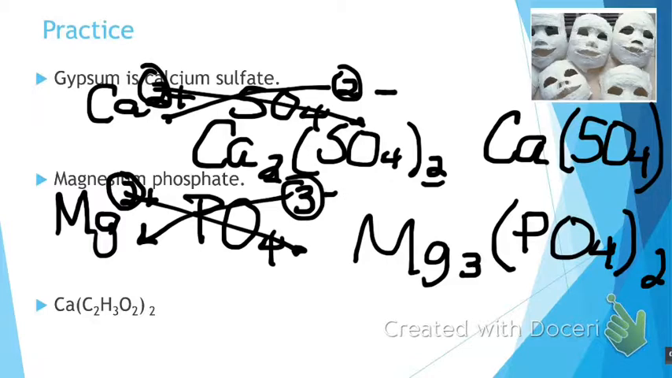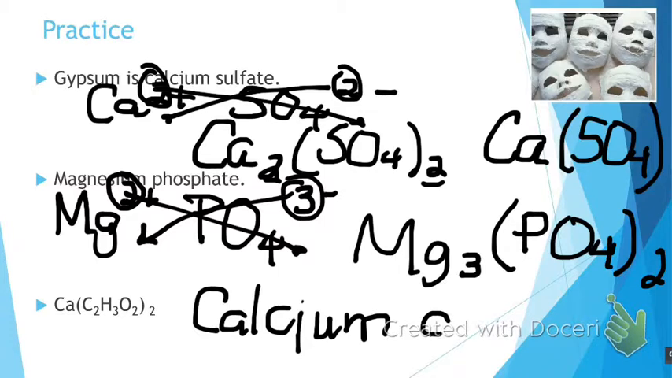Okay, and this last one down here is all written out for us, but I want you to name it. This polyatomic ion here is acetate, so it's going to be calcium acetate.